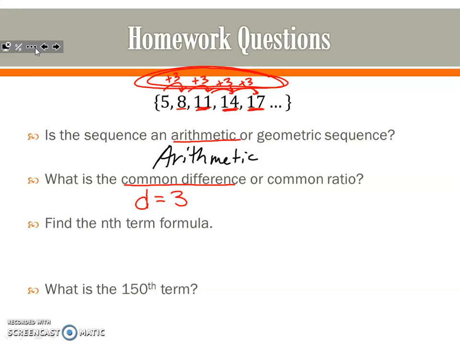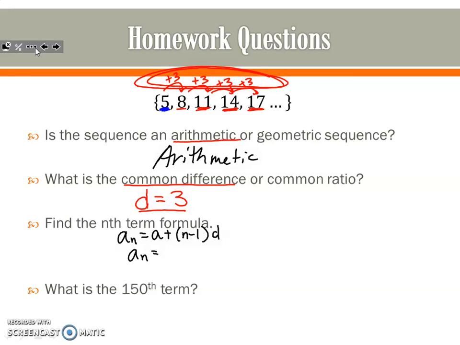Okay? The next thing they're going to ask you to do is find the nth term formula. So the first thing you need to do is probably pull out your notes, write down your formula. A sub n equals A plus n minus 1 times D. And we're going to plug in. What's our D value? We found our D value is 3. What's our A value? Remember, A value is your first term. So our first term would be a 5. Okay, and I'm going to plug these in.